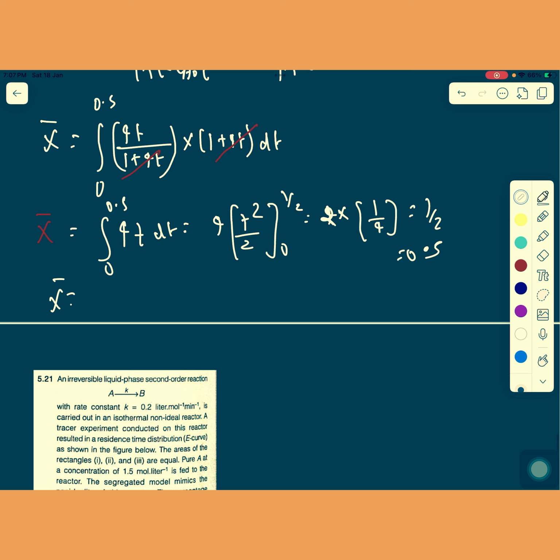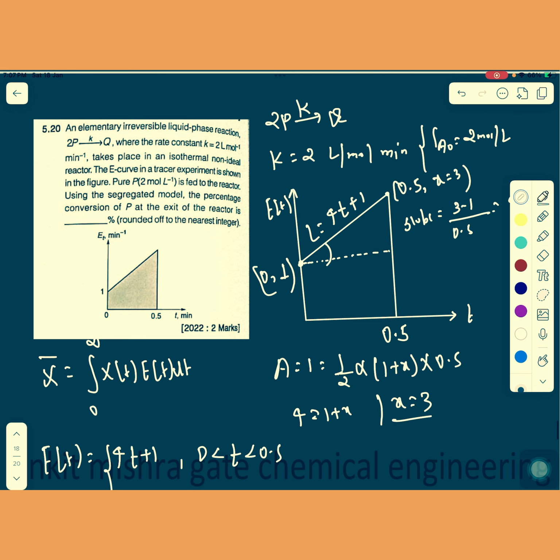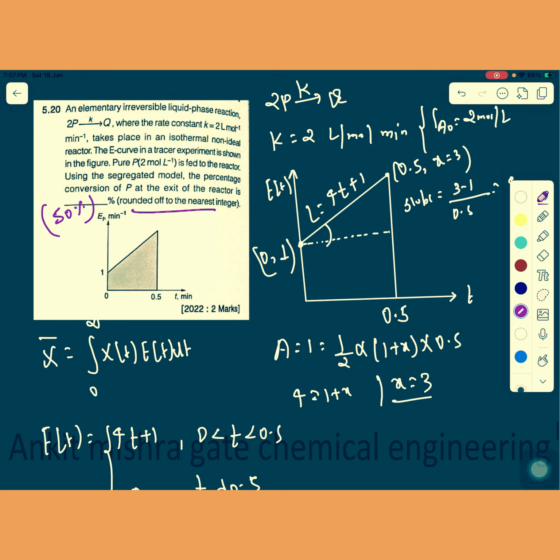So X bar will be equal to 50%. Okay, so you are supposed to calculate the percentage conversion, rounded off. That's why this will be your 50%. Okay, I hope this question is clear to all of you.